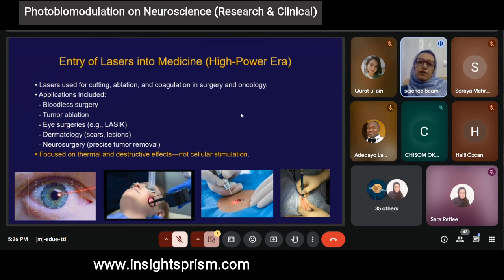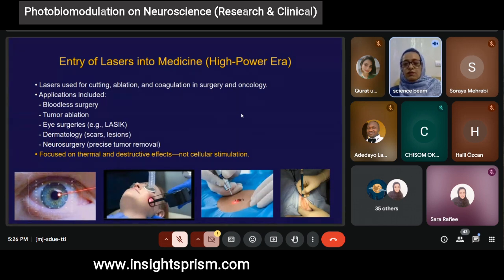After the discovery of lasers, within 1 or 2 years they came to medicine. The laser was used, for example, for cutting or ablation, because we can use a high power laser as a kind of knife. It is good for bloodless surgery, because with this kind of high power laser there is coagulation, and it can be used for applications such as ablation or eye surgery, which people are familiar with.